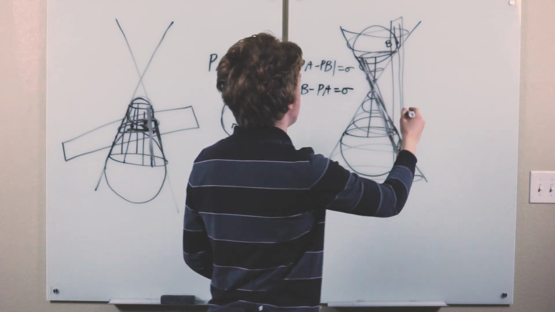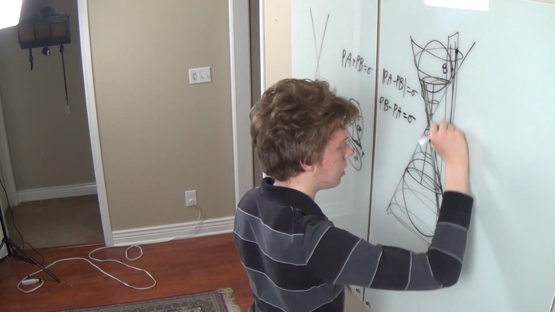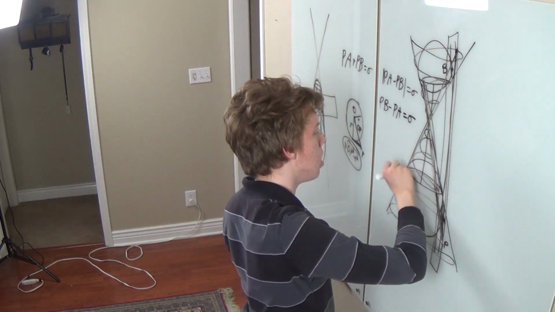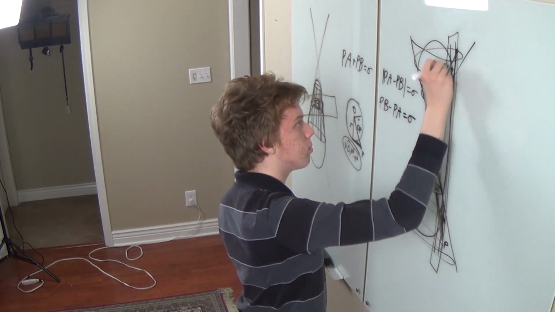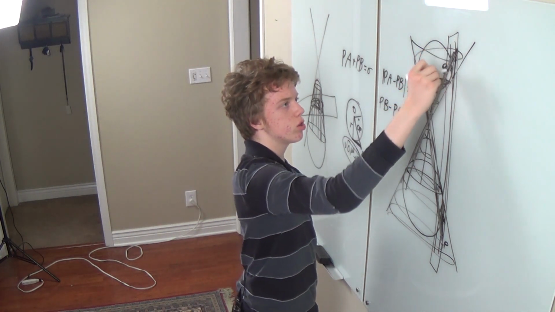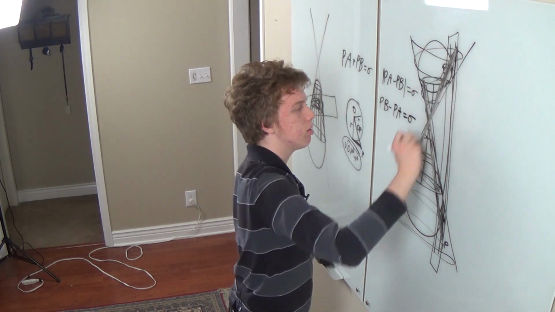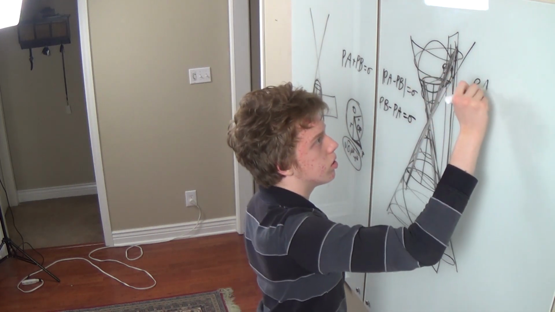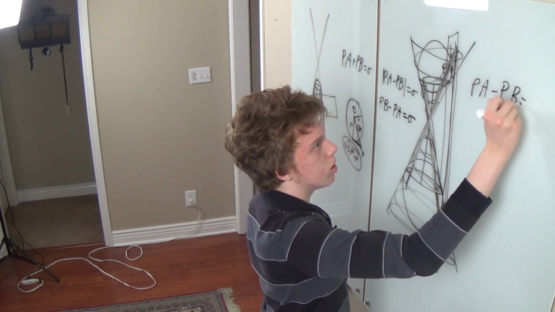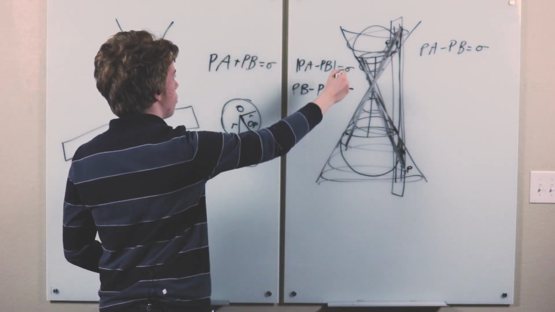And on this side, we get PA is again the length of a tangent, so it's this long segment, and then PB is the length of a tangent, so it's the shorter segment, and then PA minus PB is this. So in all these cases, we get this.